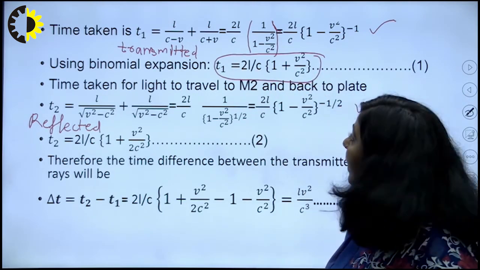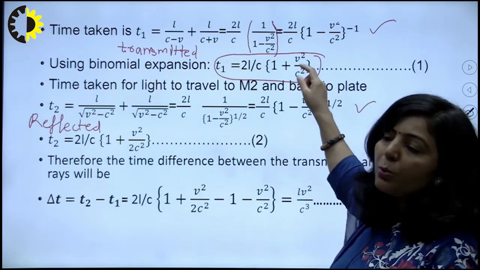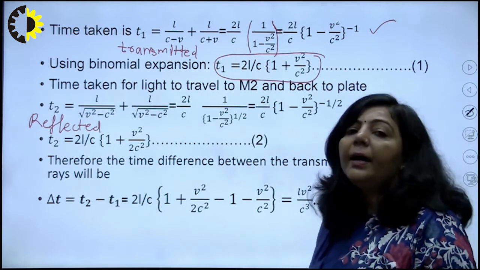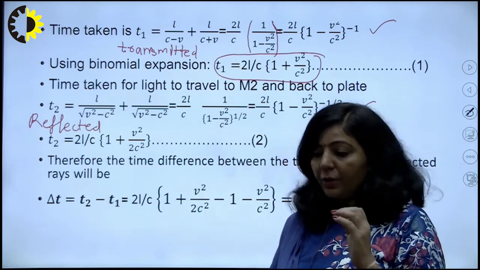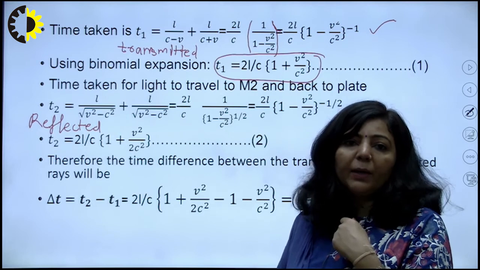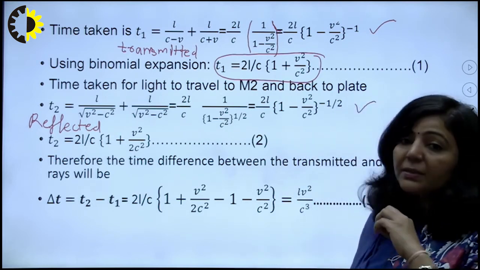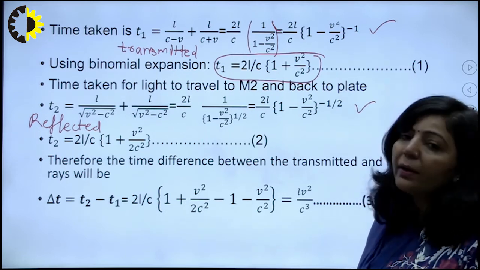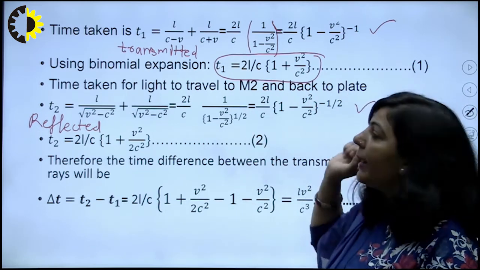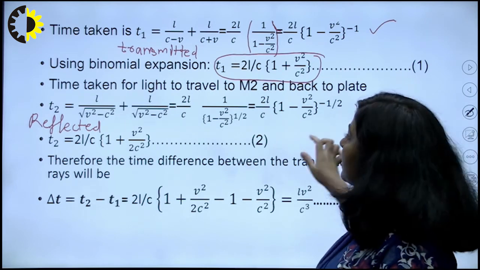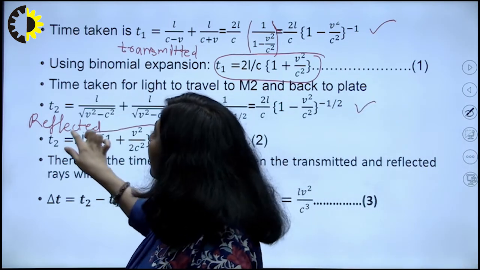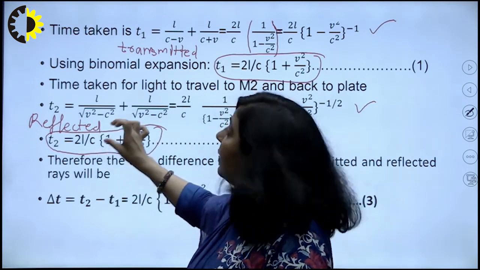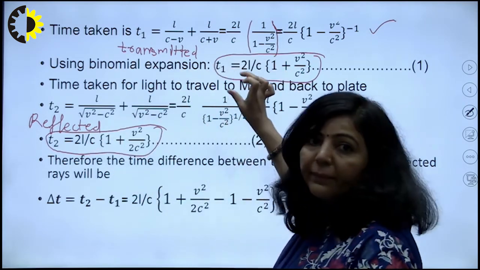Why are you neglecting the higher terms? Because in the higher terms you are having c raised to power 4, c raised to power 6 in the denominator, and that denominator will be very, very large, so the entire term will give you a very small value with respect to 1. So with respect to 1 you can neglect the higher terms, and your T2 is equal to this particular value. This is the time for the reflected ray, and this is the time for the transmitted ray, right?